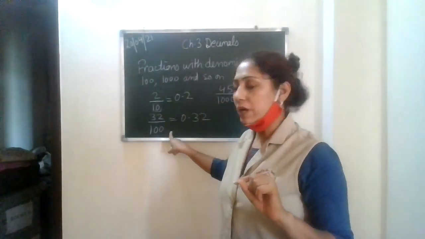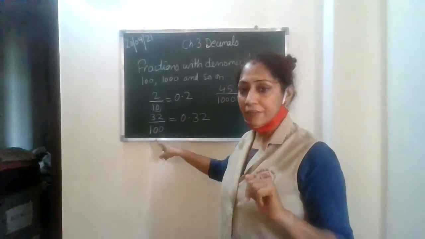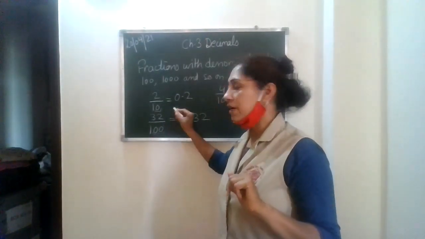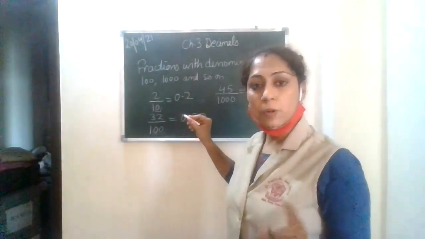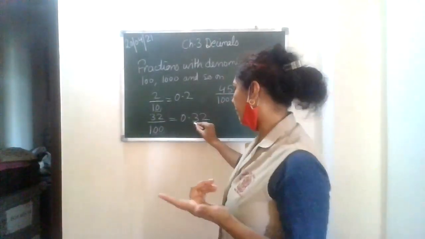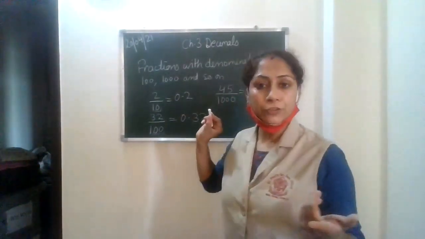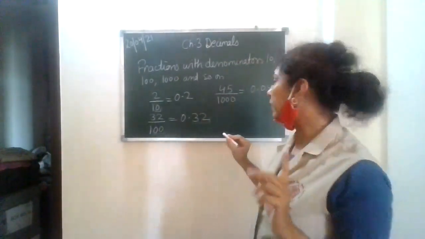Likewise, you come to 32 in the numerator, with 100 in the denominator. You have 2 zeros in 100. So you have to place the decimal before two numbers in the numerator. Okay. 0.32. Is it clear? Be very clear with it.